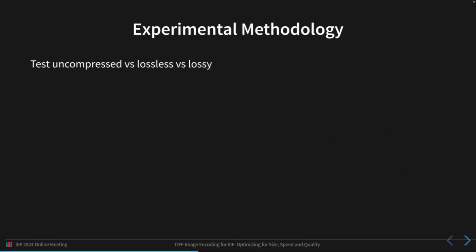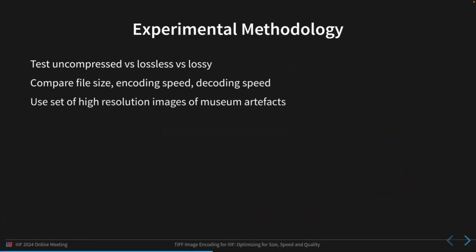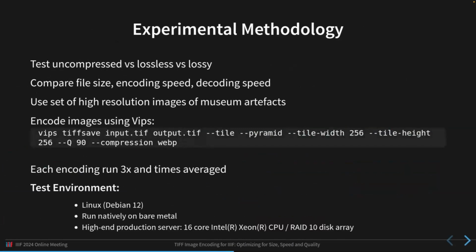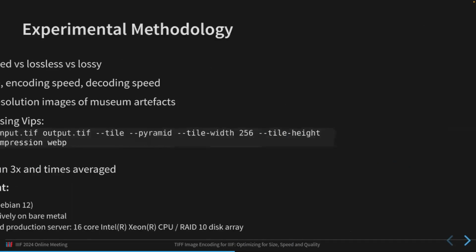So we're going to be testing uncompressed versus lossless versus lossy compression, comparing file size and encoding decoding speed. We're going to use a set of high resolution images, typical IIIF images of museum artifacts. We can encode each image using VIPS. For timing reasons, we run each encoding 3 times and average the timing. Our test environment is Linux-based, running on bare metal and on a high-end production server.